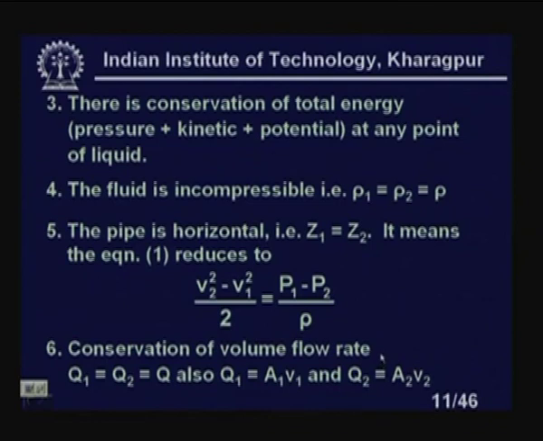Now, conservation of the volume flow rate: we can write Q1 equal to Q2 equal to Q, that means Q1 is the upstream volumetric flow rate, Q2 is the downstream volumetric flow rate. Also, we know Q1 equal to A1 into V1, where A1 is the area of cross section of the pipe and V1 is the fluid flow velocity. Q2 is the downstream flow rate, obviously Q1 will be equal to Q2, and this will be equal to the area of cross section of the orifice multiplied by the velocity of the liquid at the orifice. Obviously, P1 is greater than P2, that will come in the next slides.